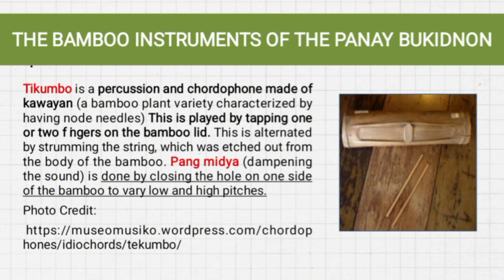When we say tikumbo, it is a percussion instrument. It is stated here that tikumbo is a percussion and chordophone made of kawayan, a bamboo plant variety characterized by having needles. This is played by tapping one or two fingers on the bamboo lid. This is alternated by strumming the string, which was etched out from the body of the bamboo. And next, the pangmitya, or the dampening of the sound, is done by closing the hole on one side of the bamboo to produce very low and high pitches. So that is the example of the tikumbo.